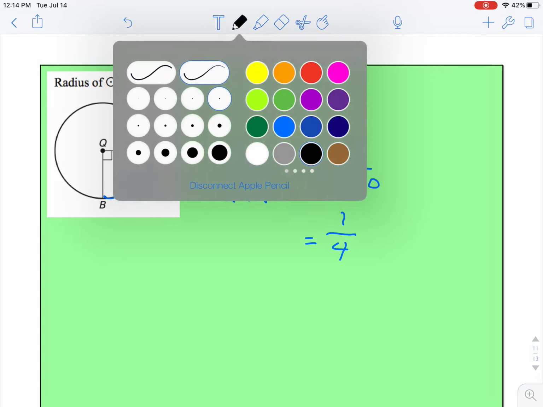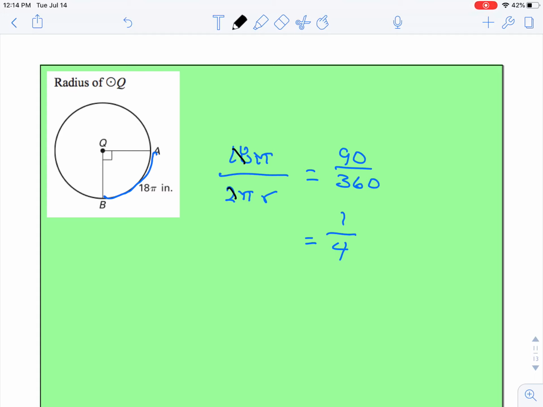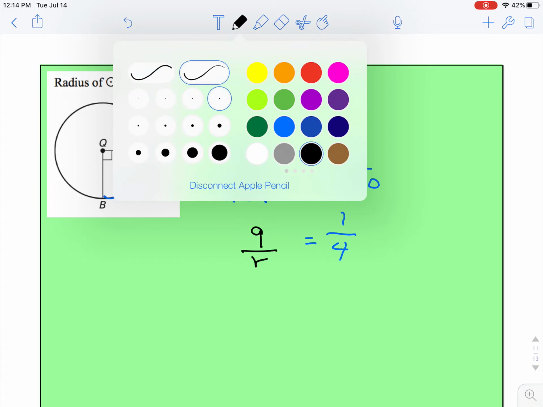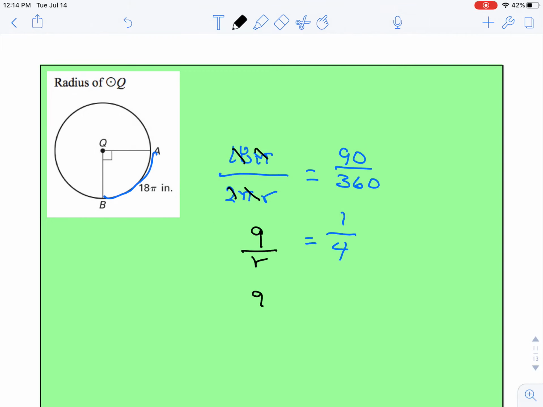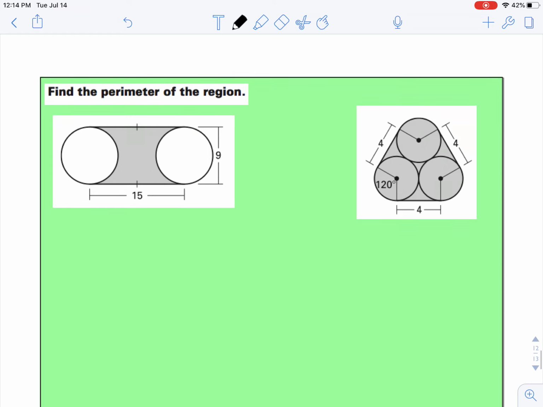Now I could multiply each side by 2 pi r, but I could also reduce this fraction. So I could take away the pi's, because the pi's cancel out, and 18 divided by 2 is 9, so I get 9 divided by r. So now maybe the best strategy is simply to cross multiply, and if I do that, I would get 36. Wow. Say one thing, write another. 36 is equal to r. So my radius is 36 inches.